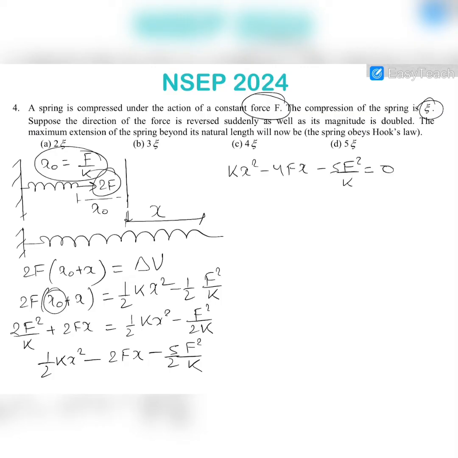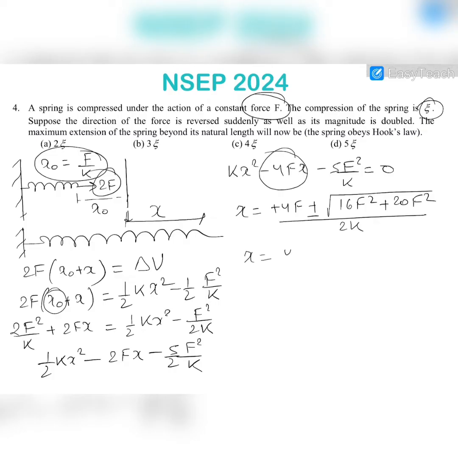So this is a quadratic equation, and the value of x will be plus 4F plus or minus under root b square. Obviously plus and minus, so let us put that minus also. So b square is 16F square, and minus 4ac is plus 20F square, divided by 2K.